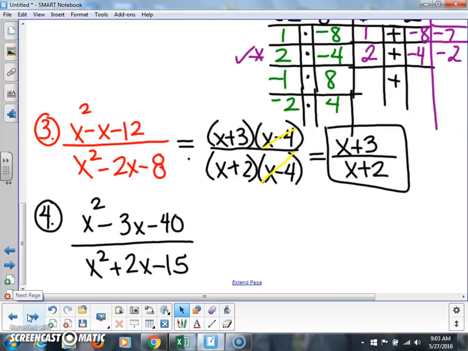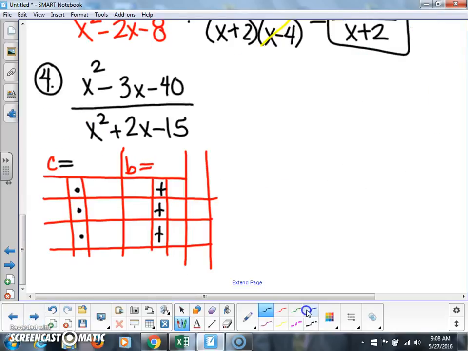Okay, next problem, number 4. You want to reduce, you want to factor and then simplify. You're combining everything that we did in number 3. You have 2 minutes to do this. All right, so what is the value of C? Negative 40. And B is negative 3. Negative 8 times 5. Okay, you would go 1, 2, 3, all the way through.